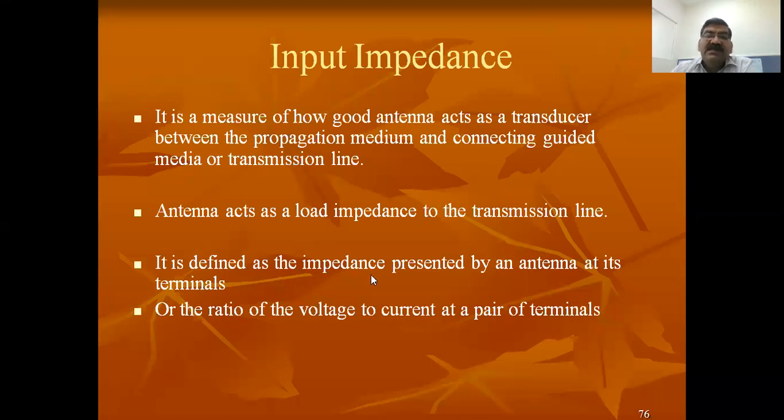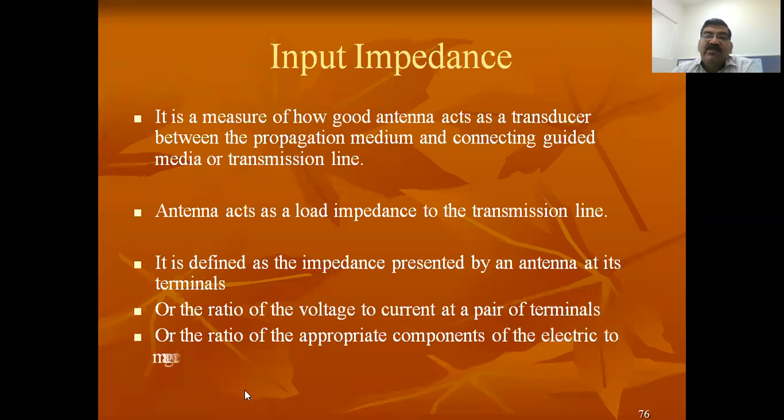It is defined as the impedance presented by the antenna at its terminals. Okay, so this is the input impedance, or the ratio of voltage to current at the pair of terminals. Or the ratio of the appropriate component of the electric to the magnetic field. This is also an additional thing. So the electric to magnetic field ratio is also considered for the input impedance.